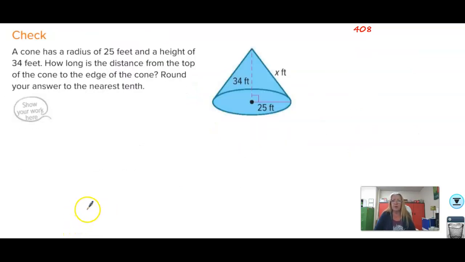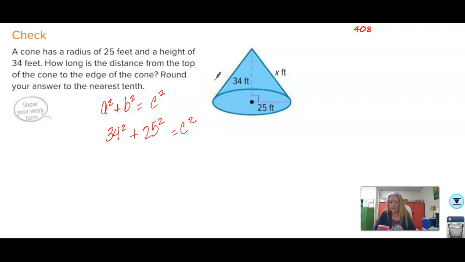Here we have a cone of radius 25 feet and a height of 34 feet. How long is the distance from the top of the cone to the edge of the cone? So again, they've given us the legs and are asking us to find the hypotenuse. Using a squared plus b squared equals c squared, we would have the two legs, 34 squared plus 25 squared equals c squared.